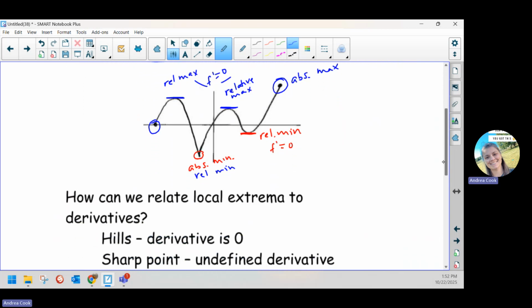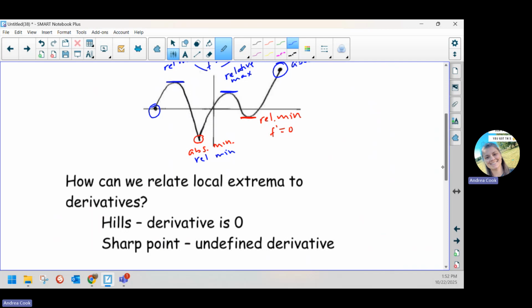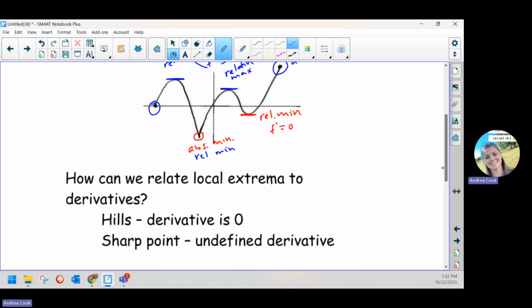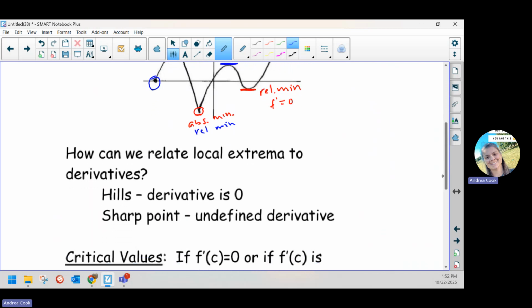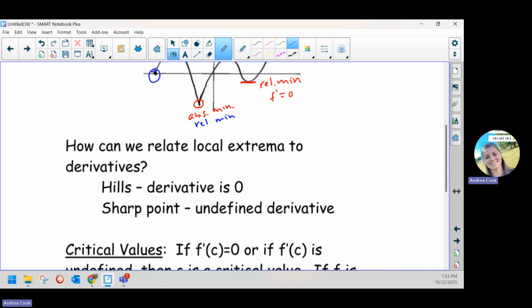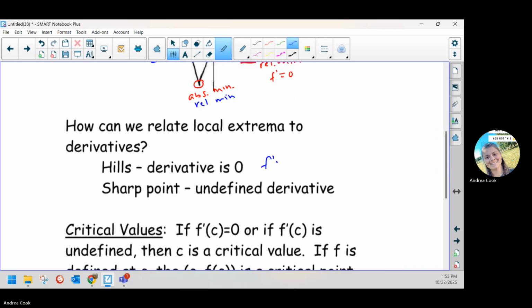So again, how can we relate these local extrema to derivatives? Hills or valleys are where the derivative is equal to 0, and sharp turns are where the derivative is undefined.